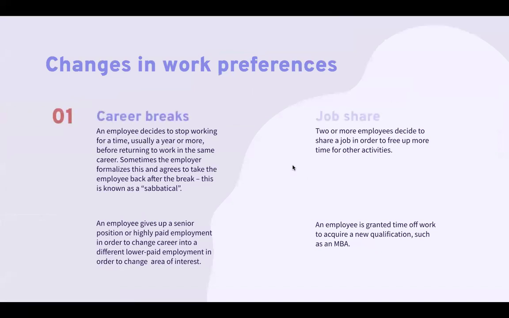Then we have changes in work preferences. You have four reasons. First, a career break, if the employee wants to simply have a break, usually for a year or more, before they return to work. Sometimes the employer even formalizes this, so they document it. Formalization is basically documenting, and they let the employee take a break and come back. This is also known as a sabbatical.